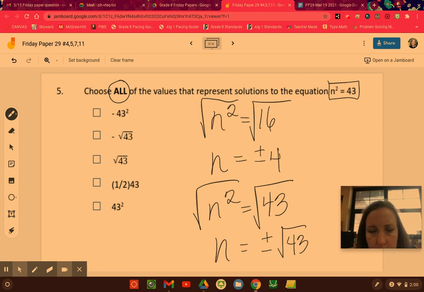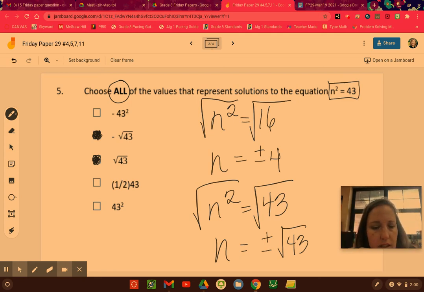And so if we look over here in our answers, is there anything that looks like the positive square root of 43? Yep, that's going to be this one right here. And then where would I find the negative square root of 43? It's right here. A lot of times we forget that value, but it has 2 values.